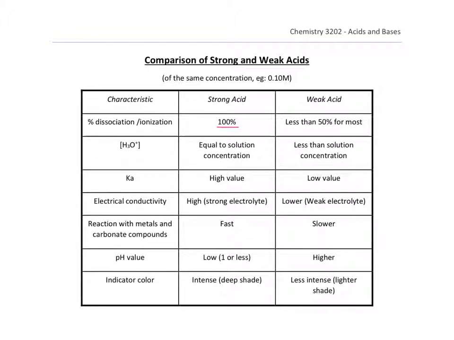Strong acids have a low pH value on the pH scale. Most strong acids have a pH of 1 or less, or for the most part between 0 and 2, while weak acids have a higher pH value. Since strong acids have a low pH value, you will see a very intense or deep color on the indicator paper, while weak acids will have a lighter shade.